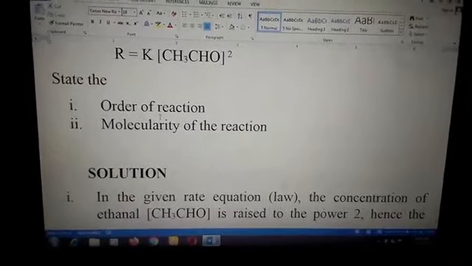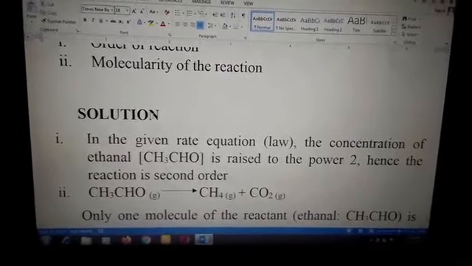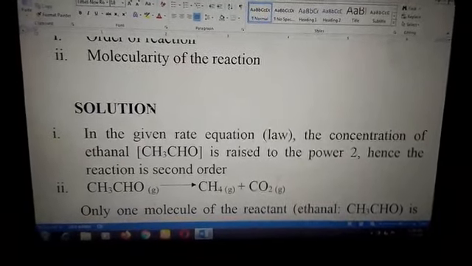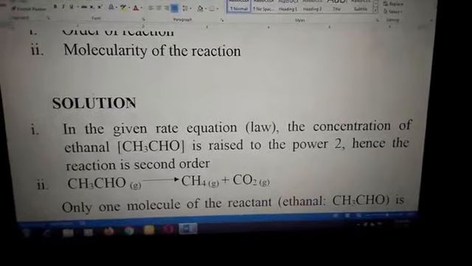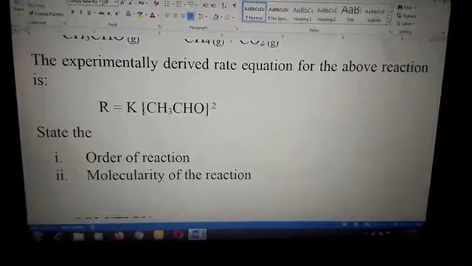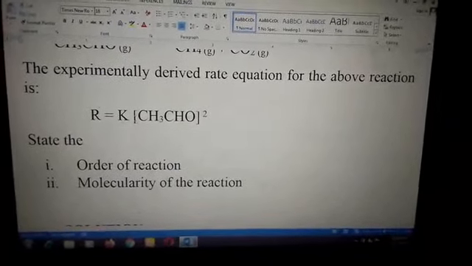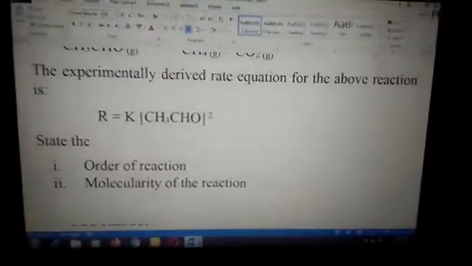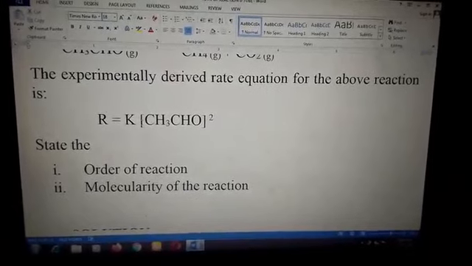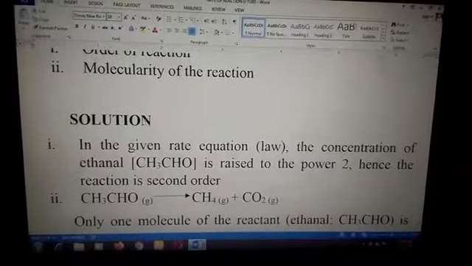So solution, you say in the given rate equation or law, the concentration of ethanal, CH3CHO in square bracket, is raised to power 2. Hence, the reaction is second order. If you look at the rate law, you see that the ethanal is raised to power 2. The order is the exponent there, as we had defined before. So this is a second order reaction because ethanal is raised to power 2 in the rate equation. So you can see that. So that is why it's a second order reaction.